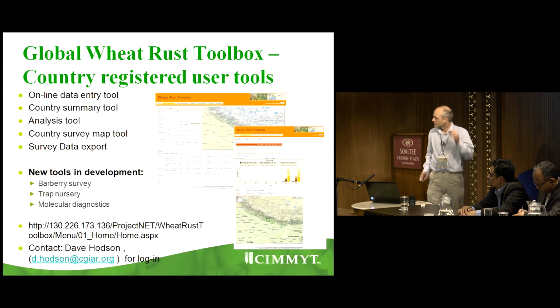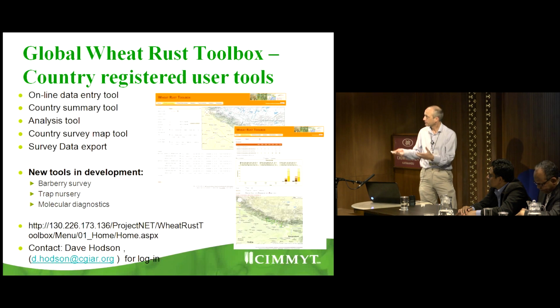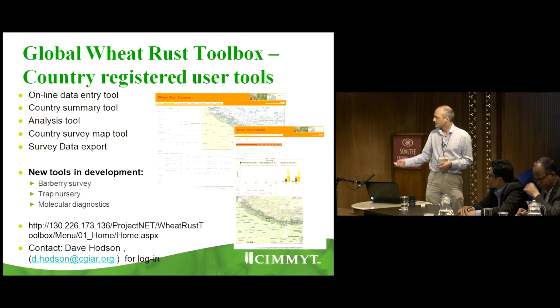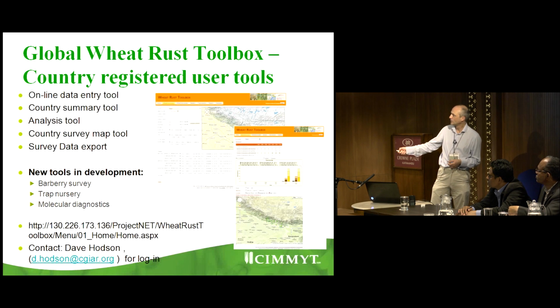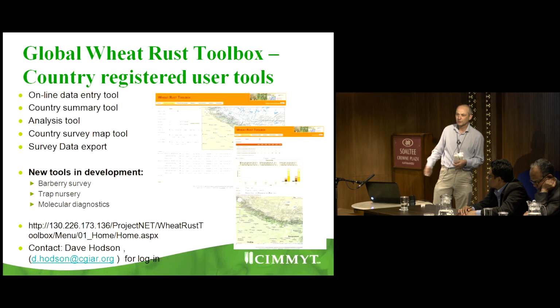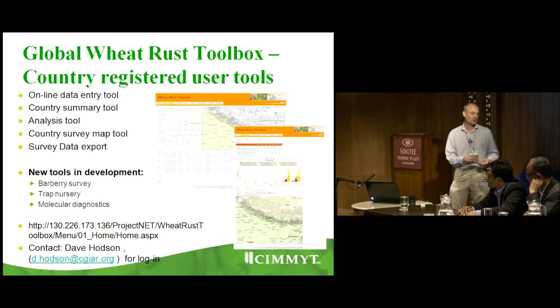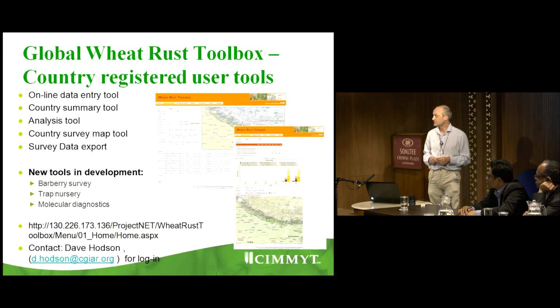Okay, for the toolbox, for the country registered, we've got a series of user tools. So there's online data entry. There's a country summary tool. So you basically see all the survey information that's happened over the years. See graphical display of all the surveys, and you'll see the map information. So that's all there for the specific country that the user's registered to.